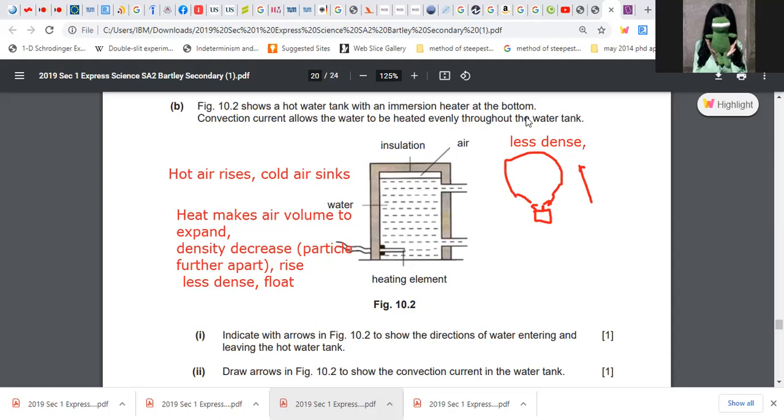Did you learn convection last time? No. What, in school you didn't learn? Really? No. I never learned. How to draw convection? Okay, you search on the internet.